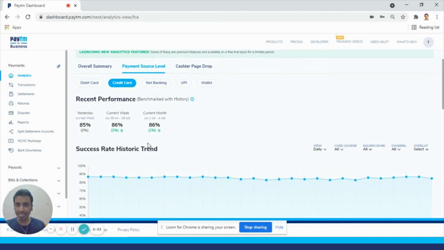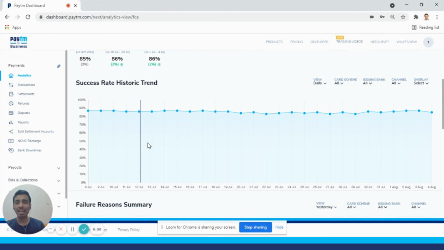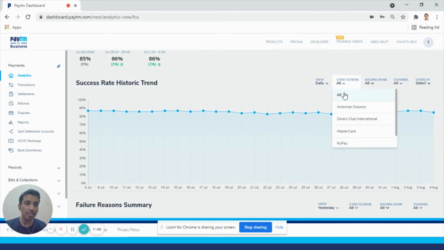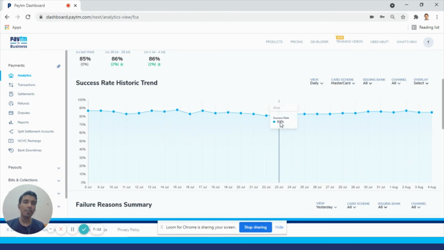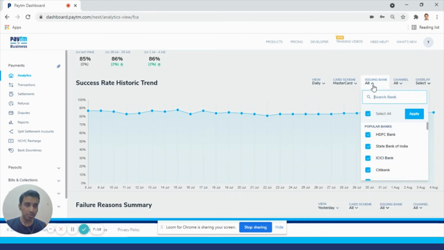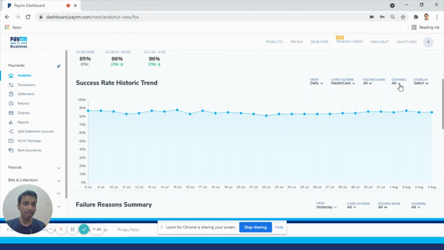With this in place, let's also have a look at the additional filters that we are using here. The additional filters in this particular case would be, for credit card, filters of card schemes, issuing banks and channels. So the merchants can go and choose any of the card schemes of his interest. Let's say I choose MasterCard in this case. And hence this success rate historic trend updates itself to show the success rate of only the MasterCard credit card transactions. You can further choose issuing bank and channels as well.